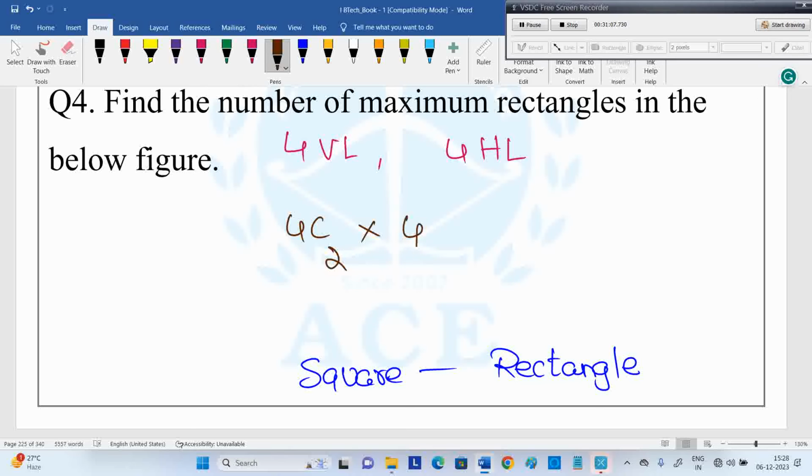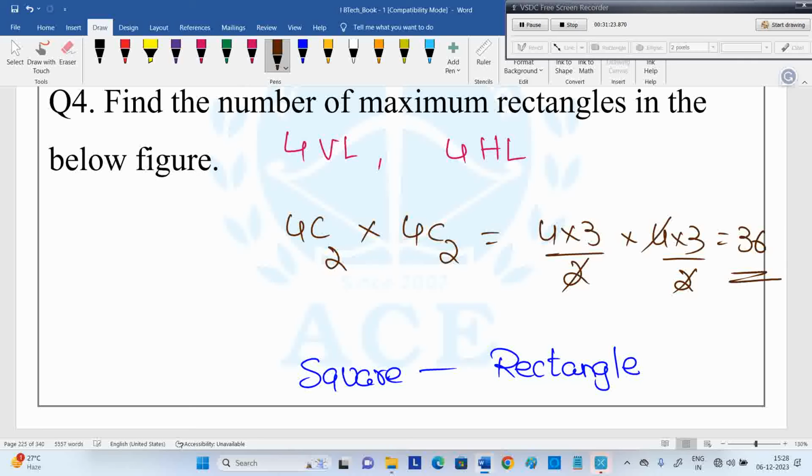Among 4 horizontals, how many need to be selected? nC2 means what? n into n minus 1 divided by 2, so 4 into 3 by 2 gives 6, and the same for vertical, 6. So 6 into 6. You did a lot of hard work. We got 36. Now the shortcut is this.